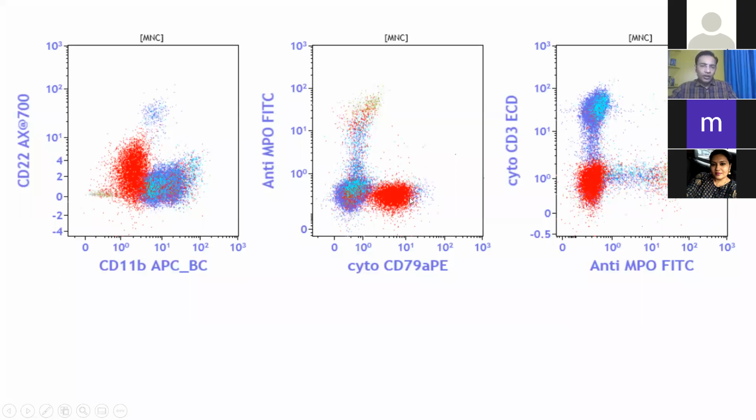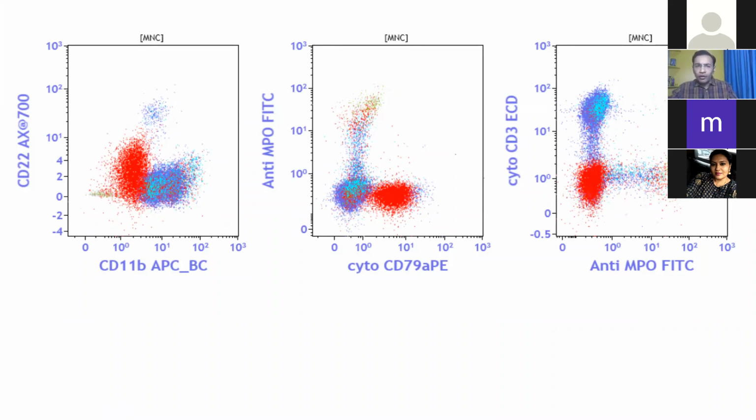In the next plot you can see CD79A is nicely positive, strongly positive, because it is cytoplasmic CD79A. The strong expression comes up to here only. It never goes above that. Even the lymphocytes are at the same level. So you have CD79A strong, CD19 strong, so B cell lineage is confirmed. At the same time, MPO is negative and cytoplasmic CD3 is negative, so myeloid lineage is excluded. So we have B-ALL, which is CD10 negative and CD15 positive.